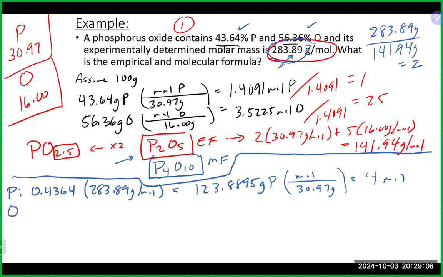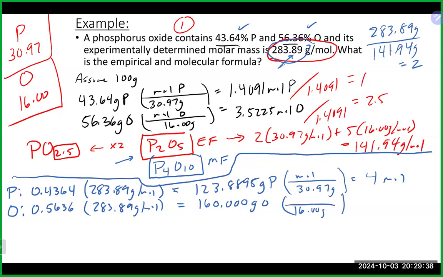I could also do the same thing for my oxygen here, which was 56.36, converted into a decimal, times it by the molar mass of the entire compound. And when I do that for my oxygen here, I get 160 grams of oxygen, which I can use the molar mass of oxygen, 16 grams per mole of oxygen. That will give me 10 moles. And what I just calculated there is my molecular formula, which would be P4O10.